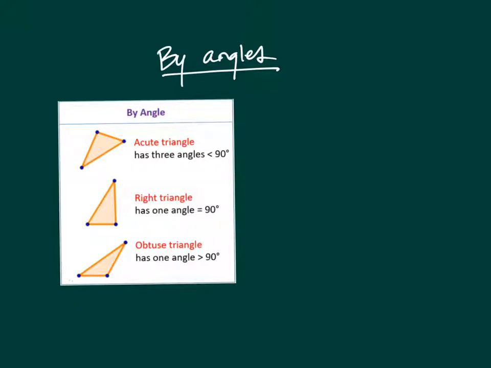Another way to categorize triangles is by the angles that are inside them. So an acute triangle has three angles. All three angles are less than 90 degrees. A right triangle has one angle that equals 90 degrees, and that is usually shown by drawing this and putting a little 90-degree angle sign that shows you it's 90 degrees. And an obtuse triangle has one angle that's greater than 90.